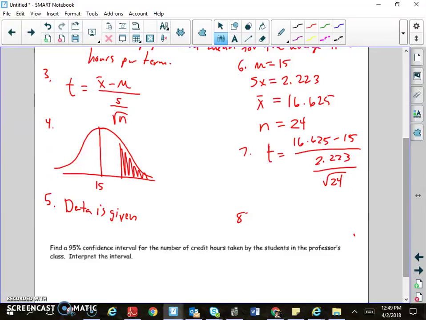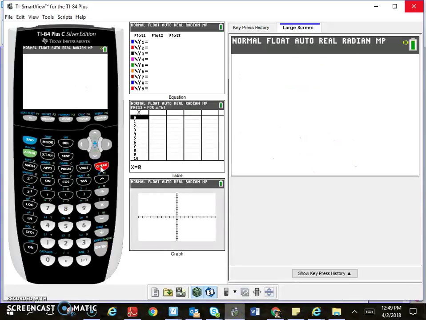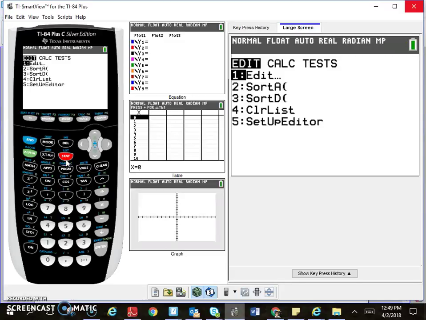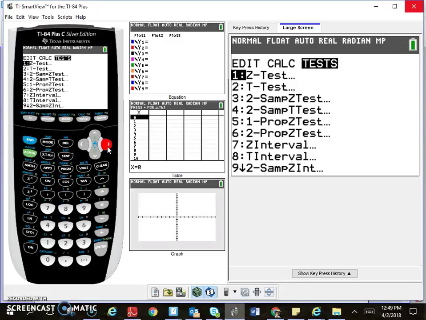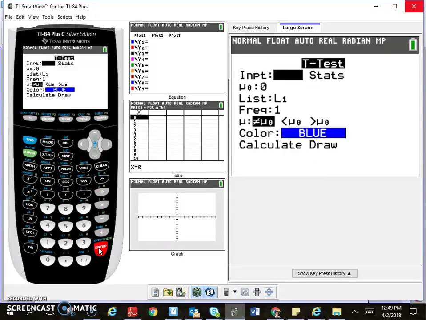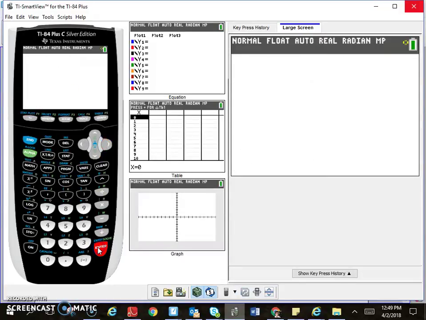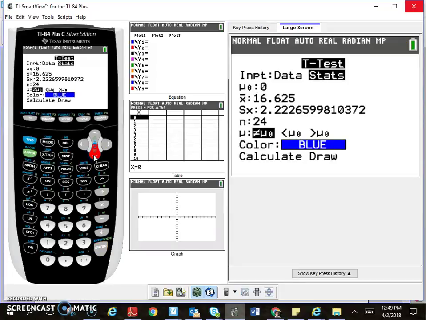To get both of those numbers, before we would come over here and run a z-test. But now, if you go to stat, test, before we would choose option number 1, but we're going to choose option number 2 now because we're running a t-test, a t-distribution. So you hit enter, highlight stats, and then it's kind of the same process. You just fill in the numbers that you're entering.